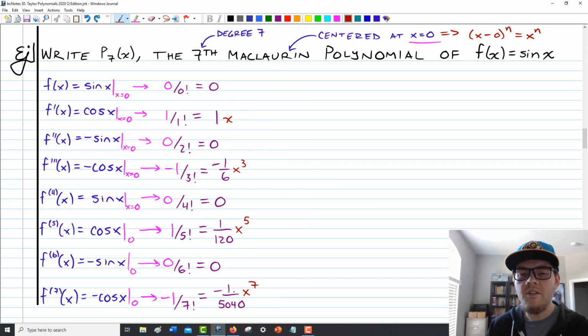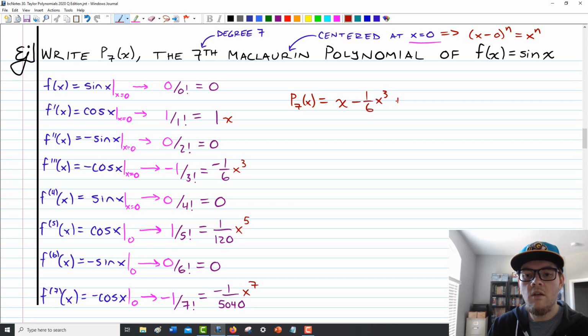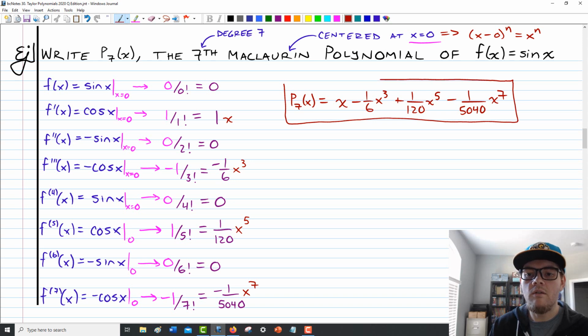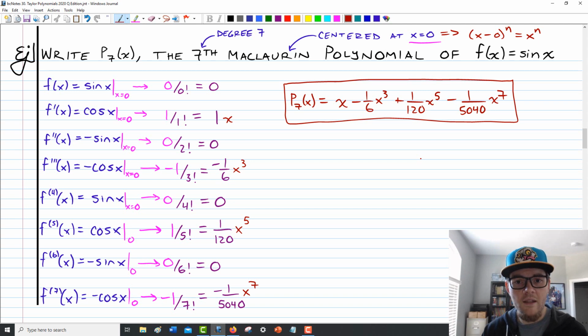Having said that, that was enough. We could have just generated them off to the side. So what I'm going to do is finish this up. I'm going to say over here that p sub 7 of x is equal to x minus 1/6 x to the 3rd plus 1 over 120 x to the 5th minus 1 over 5040 x to the 7th. And this is that polynomial that we were looking for. In particular, this is the 7th Maclaurin polynomial of f of x equals sine of x. So there it is. We found our polynomial. That is the answer. So we've done it.